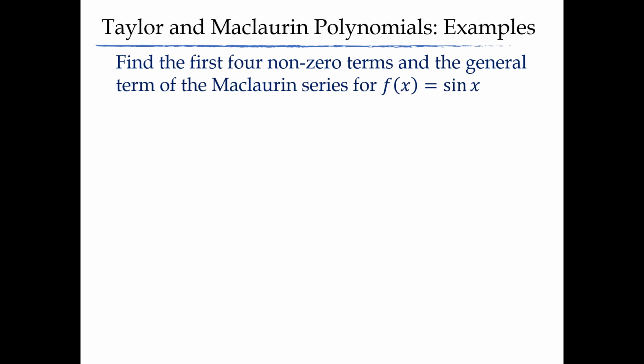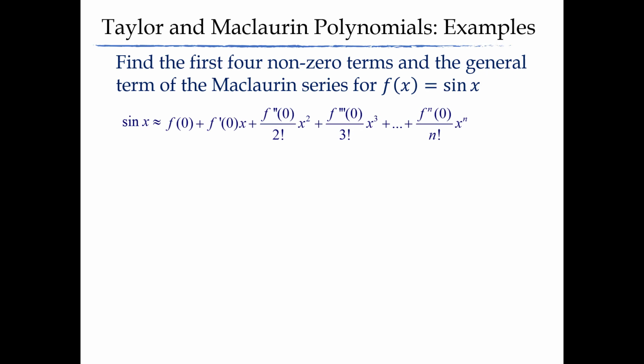So how do we find the first 4 non-zero terms and the general term of the Maclaurin series for sine of x? Well, we're going to follow this form again. And this is a form that you definitely need to know and you need to commit to memory. It's really not that difficult, but it's something that you should understand.